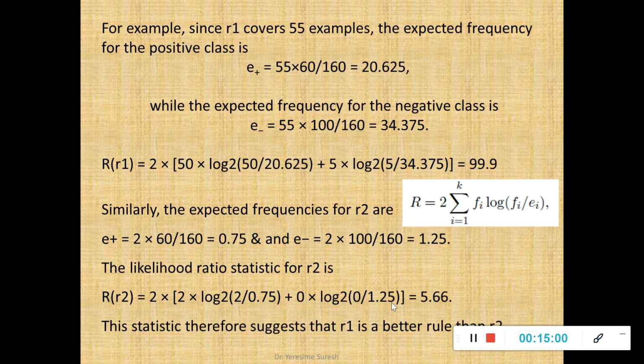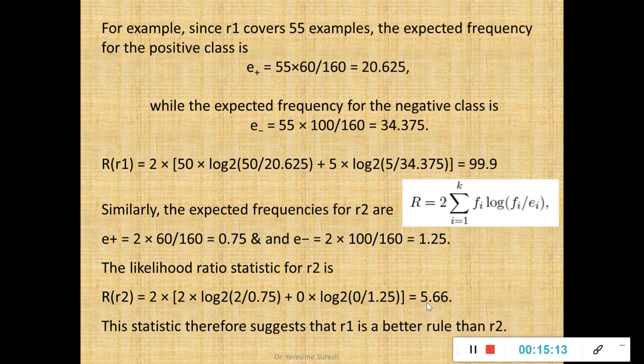I'm plus 0 multiplied by this value. Why 0? Because rule R2 is covering 0 negative instances, so I'm multiplying by 0. I calculate the likelihood ratio statistic for rule R2 and the value is 5.66. When compared to rule R1 and rule R2, the likelihood ratio statistic is greater for rule R1 than rule R2. 99.9 is obviously greater than 5.66. So this statistic suggests that rule R1 is better than R2.